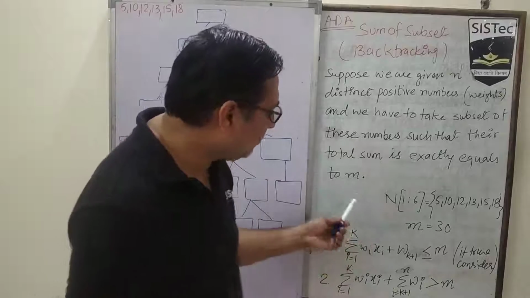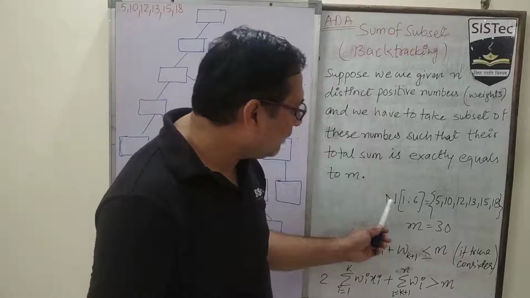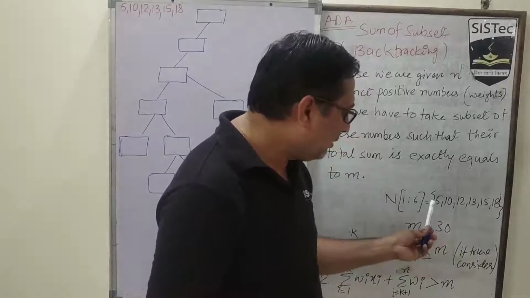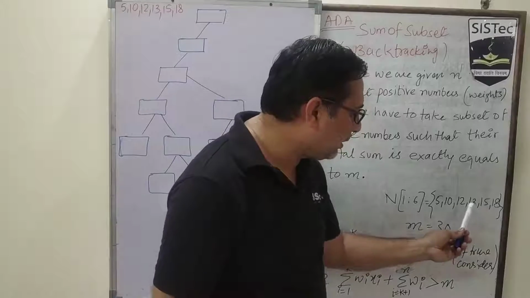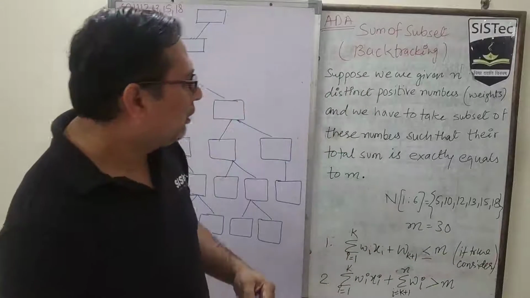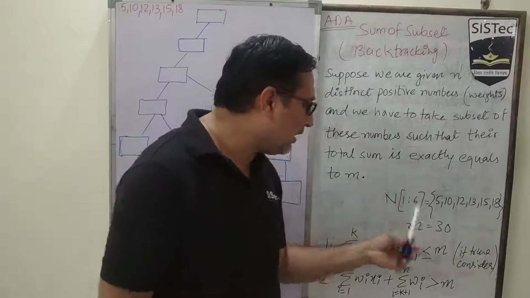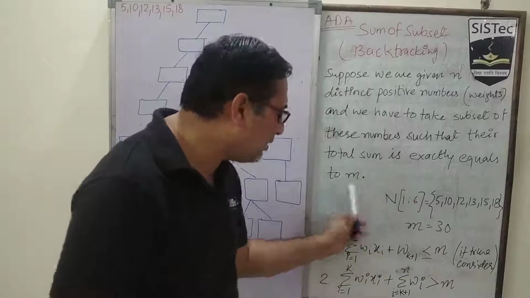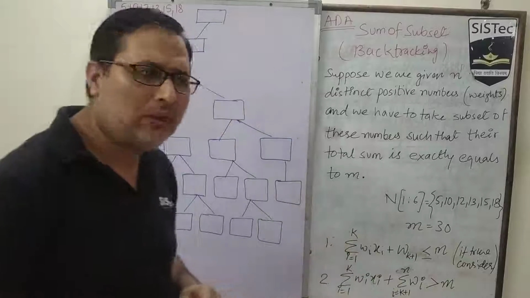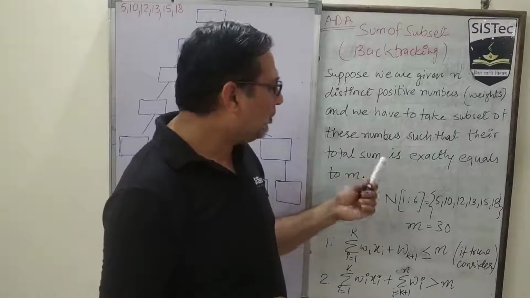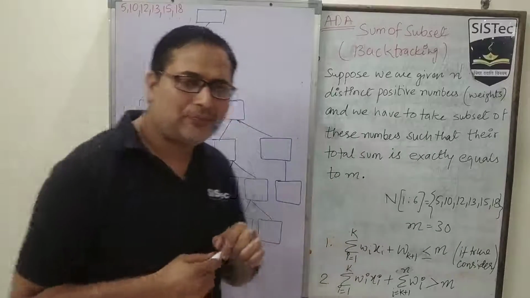Just consider this example. We are given 6 numbers with their weights 5, 10, 12, 13, 15, 18. We have to find out the subset such that their sum is exactly equal to 30. Here m is equal to 30. So, we have to solve this problem using backtracking.